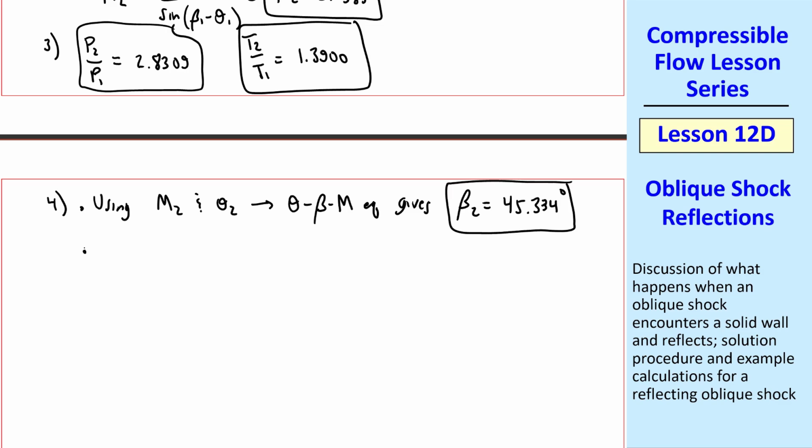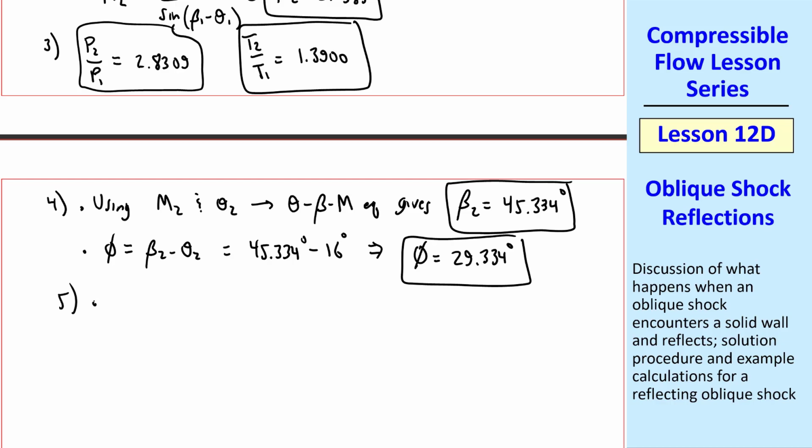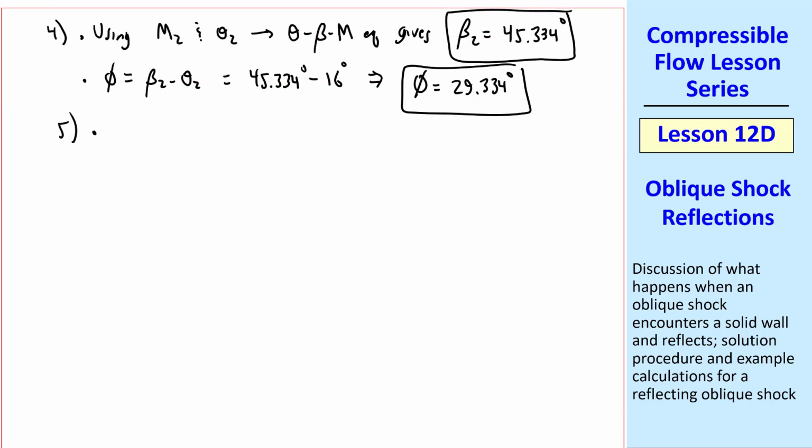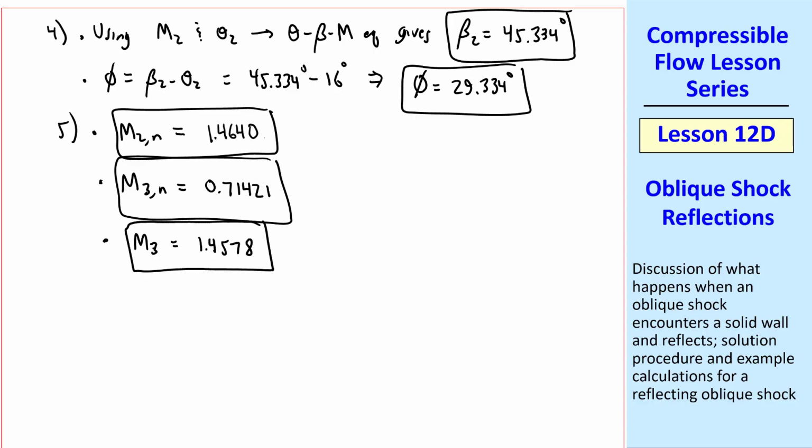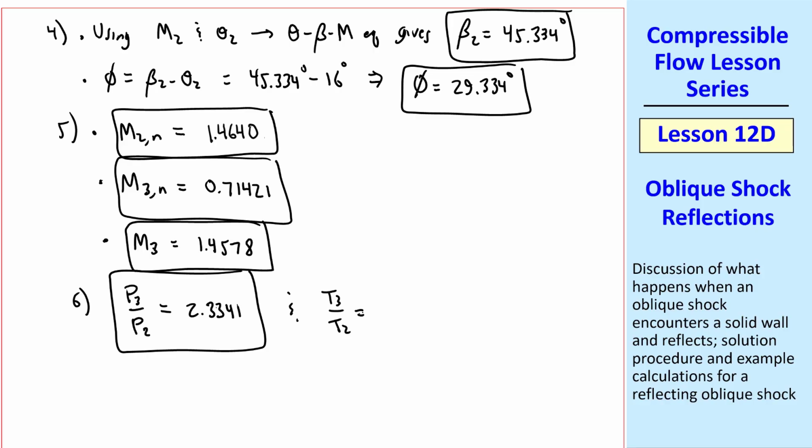45.334 degrees, and phi is beta 2 minus theta 2, and theta 2 was given as 16 degrees, so the angle of reflection phi is 29.334 degrees. Here are our 3 calculations for step 5, M2n, from which M3n is 0.71421, and from which the actual M3 is 1.4578. Step 6 gives us P3 over P2 is 2.3341, and T3 over T2 is 1.2964.